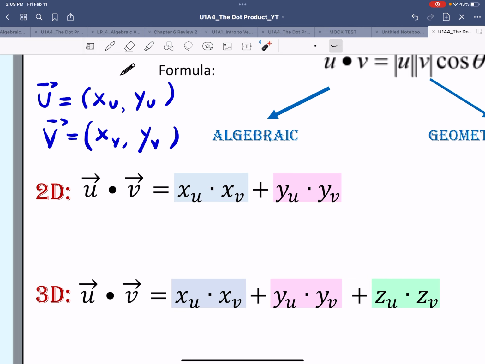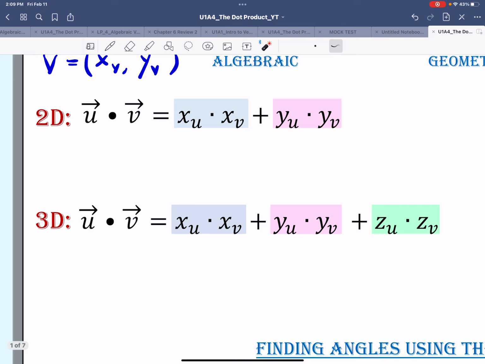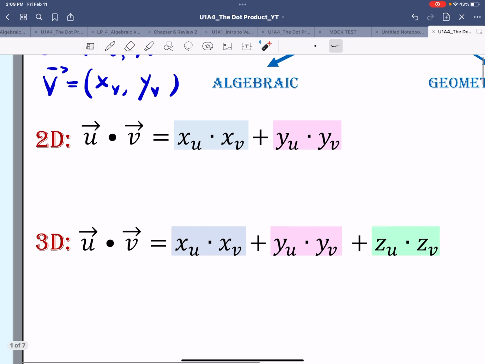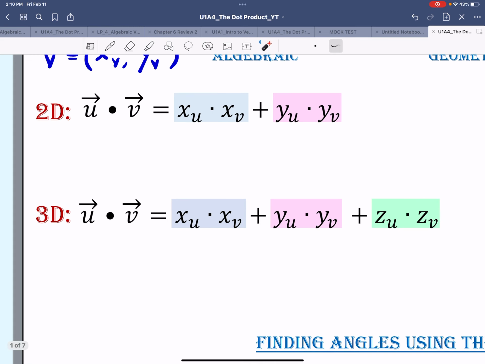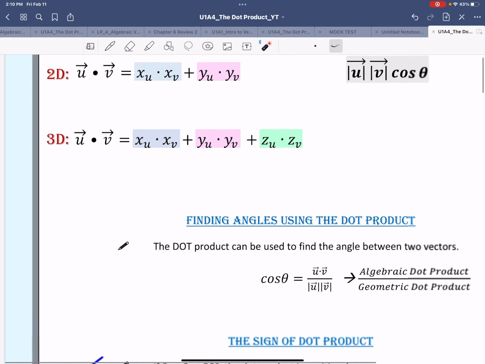And similarly, when we have a vector in 3D, we'll have a third coordinate, and the dot product of two vectors in 3D will be exactly the same as in 2D, but obviously we'll have to add the product of the z coordinates of each vector.